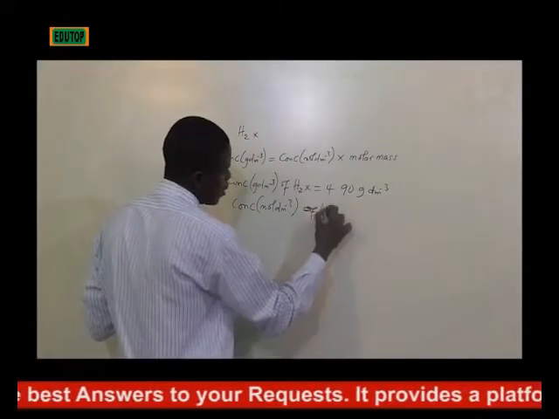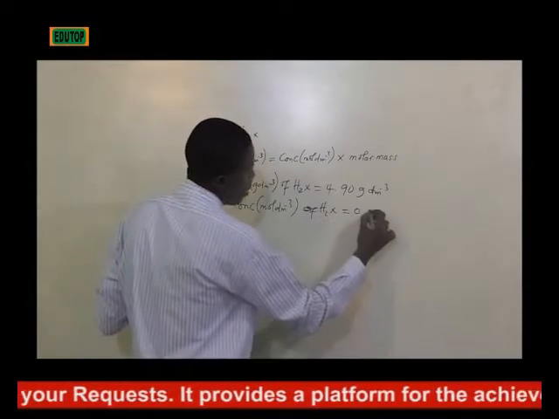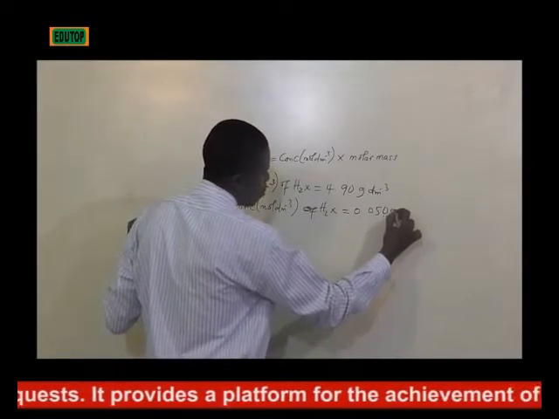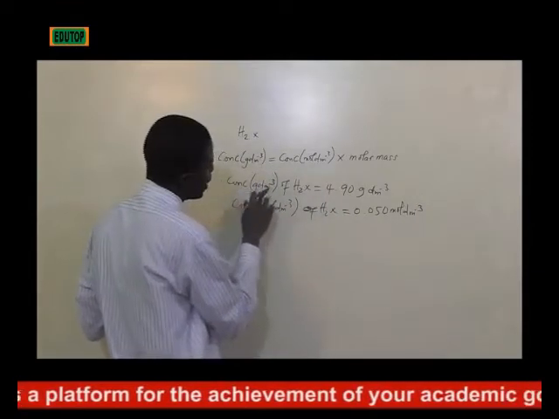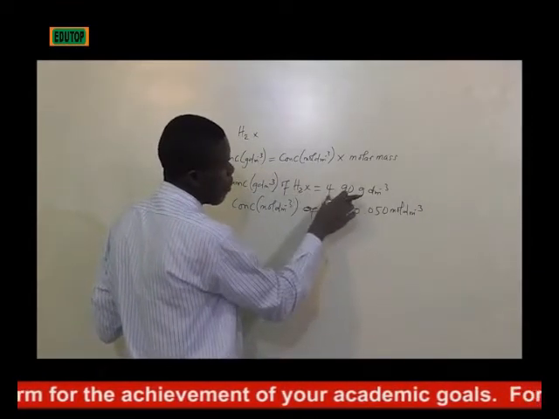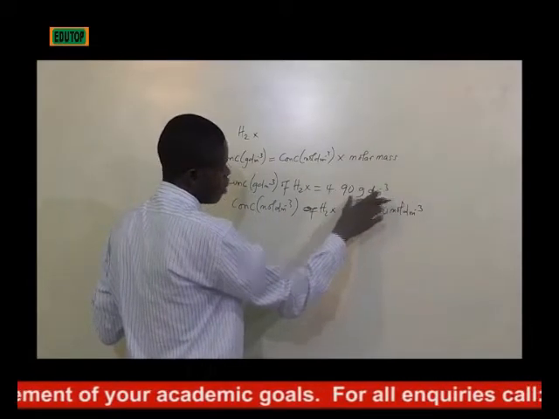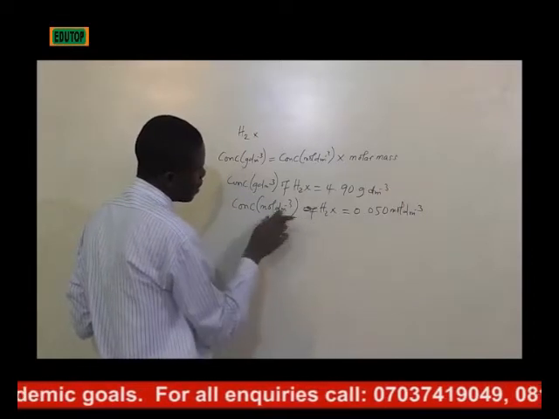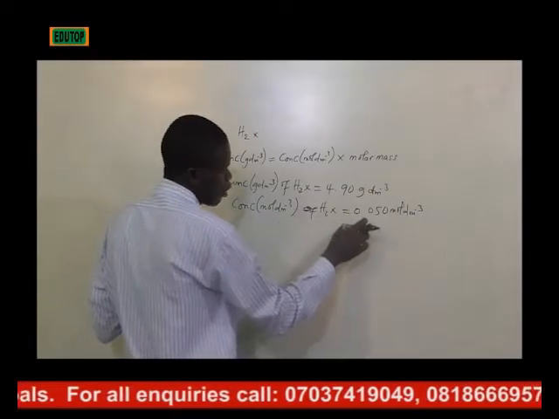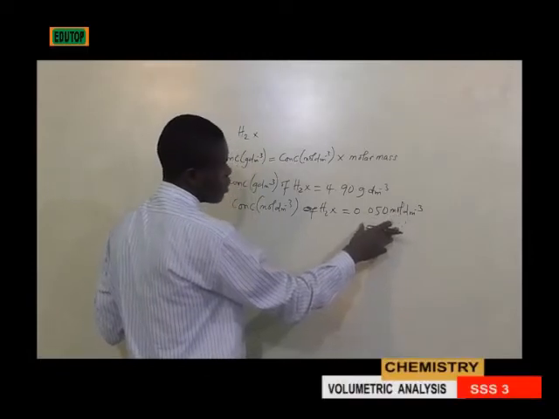The concentration of H2S is also 0.05 mole per dm cube. The concentration in gram per dm cube of this is 4.90 gram per dm cube, which has been established in the earlier calculation. The concentration of H2S in mole per dm cube has also been established in the previous calculation.